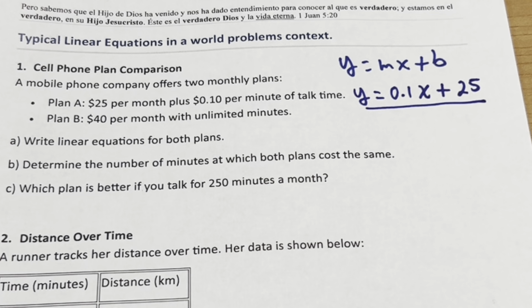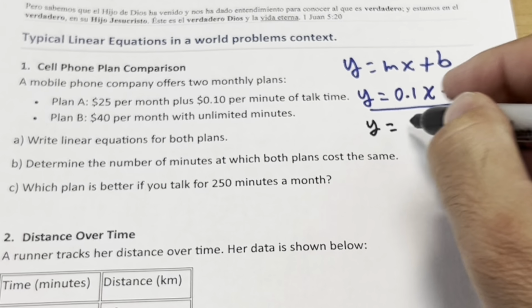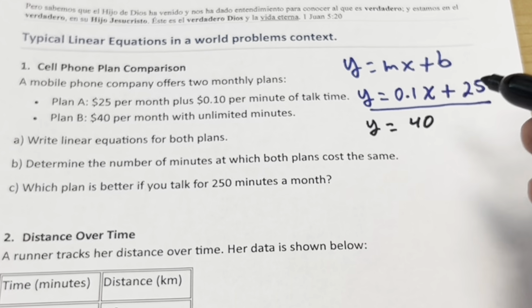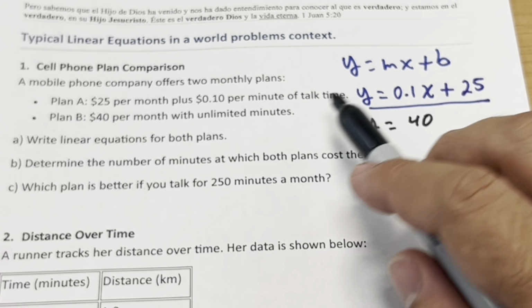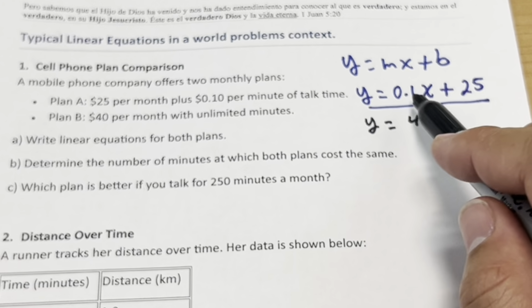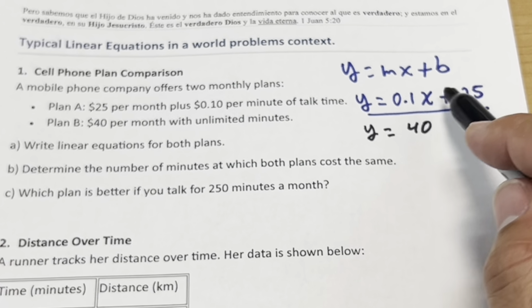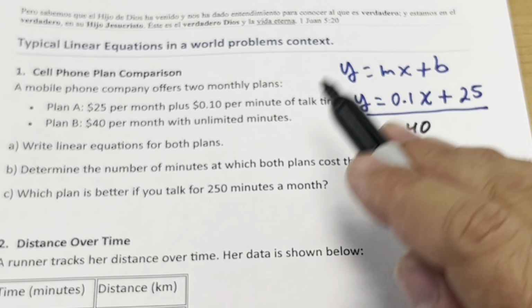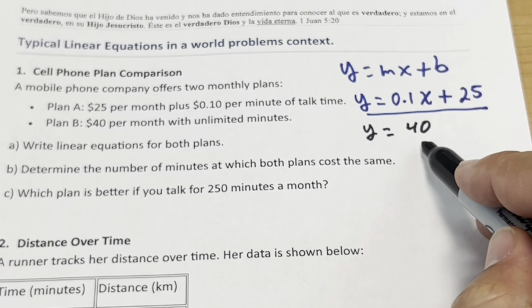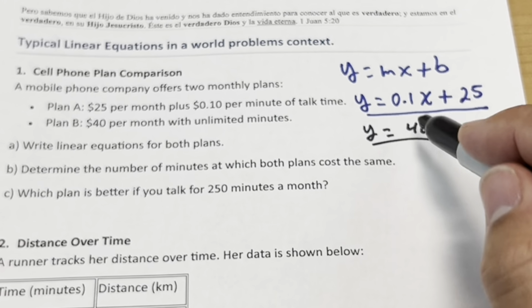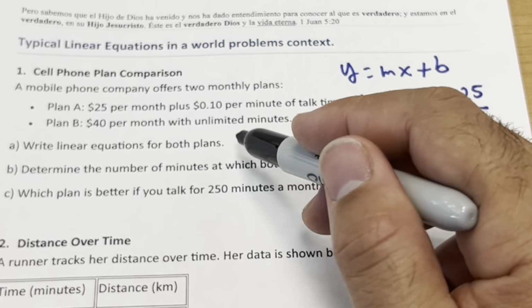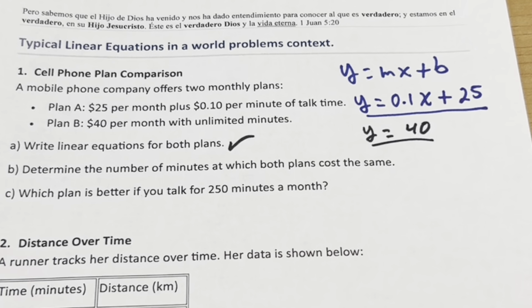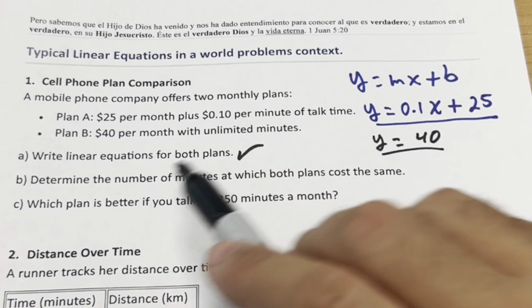And the equation for the second plan will be y equals 40. Why 40? Because there is no per minute charge. If there is no per minute charge, it's just the flat fee of $40. So those two are the equations. These are the right linear equations for both plans. So we're done with that. Go to the next one.